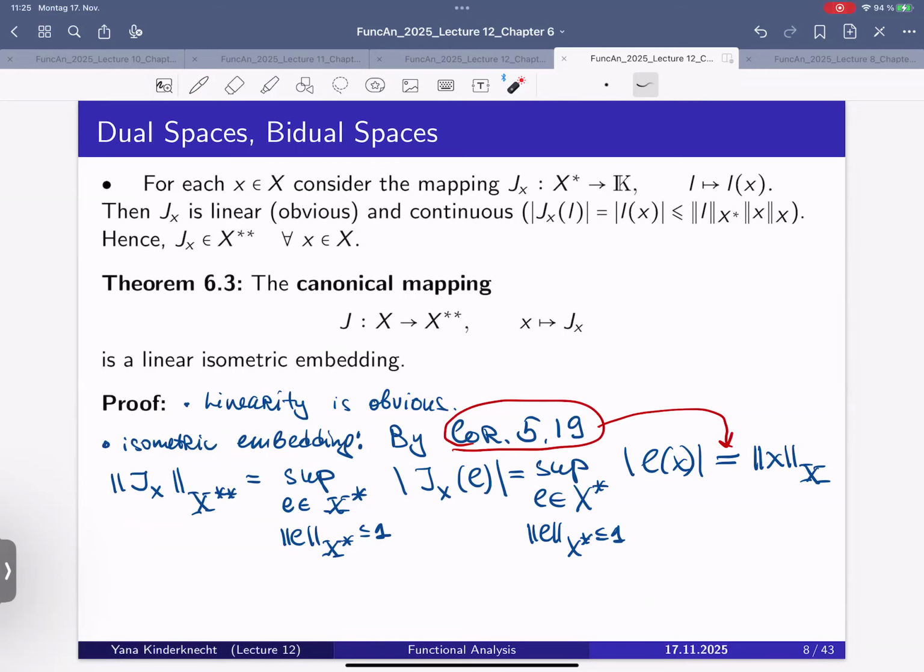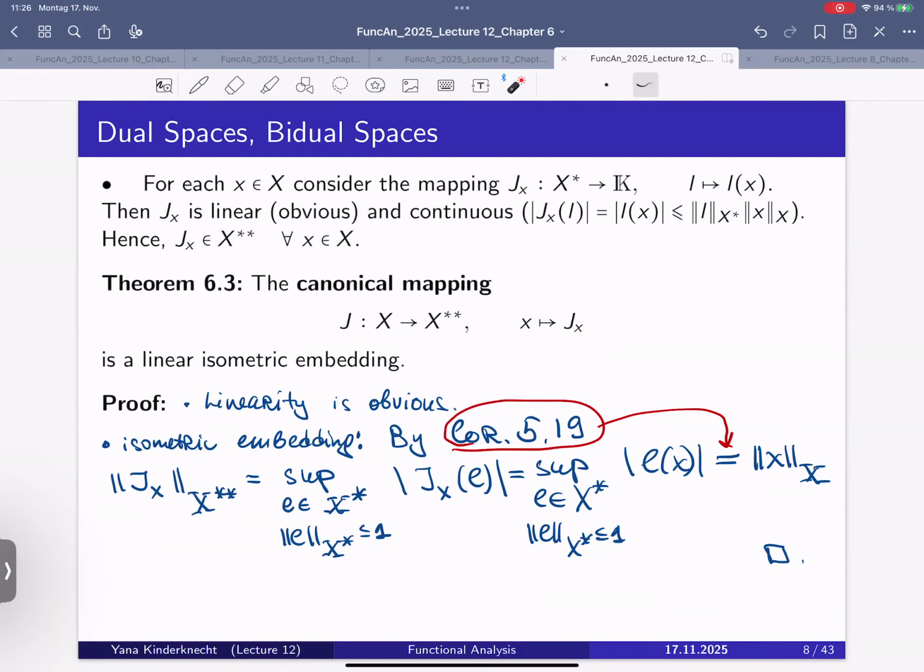Okay. Nice proof. Sorry? I just say nice proof. Okay. Good. Okay. So please pay attention. So this is the canonical mapping. It works exactly like this.